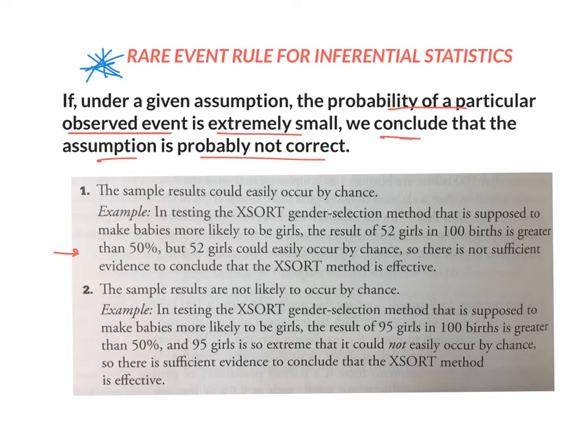A couple examples here on the bottom. Example, in testing the XSort gender selection, it is supposed to make girls more likely than boys. The result of 52 in 100 is greater than 50, but 52 could easily occur by chance, so it's not sufficient evidence to conclude that it's effective.